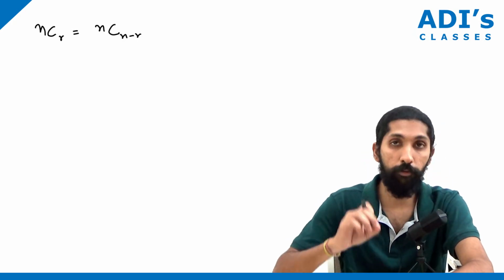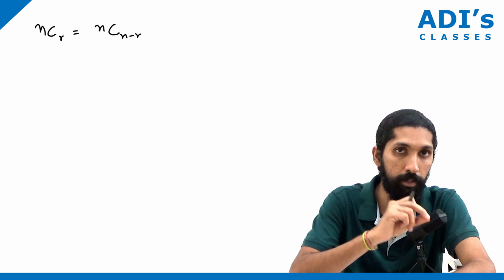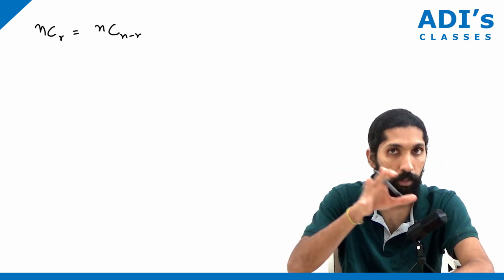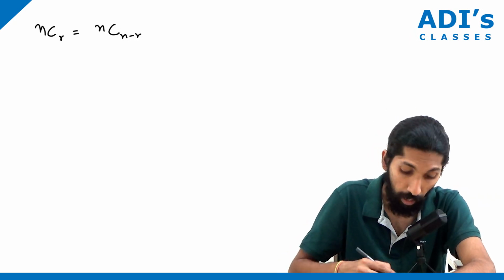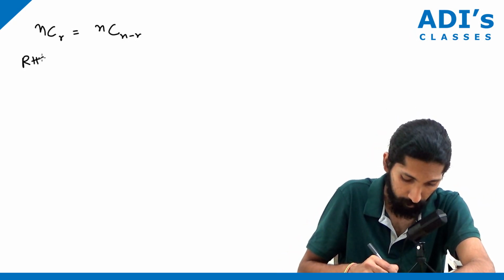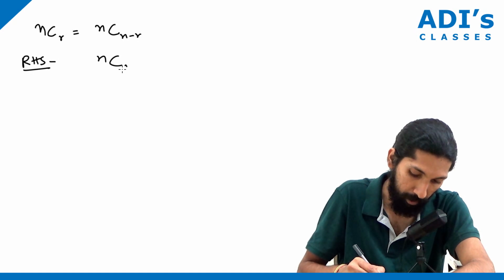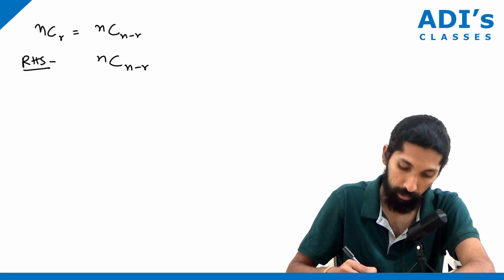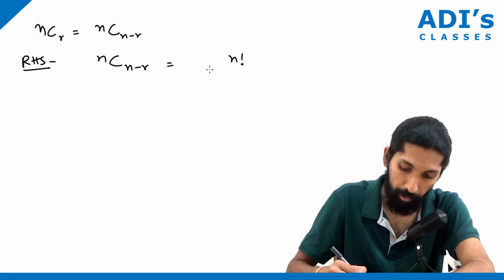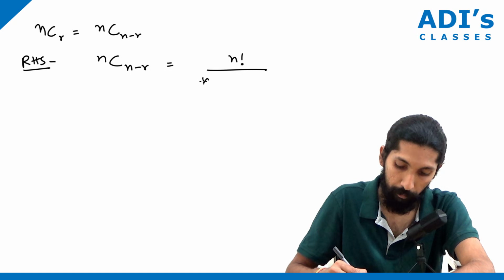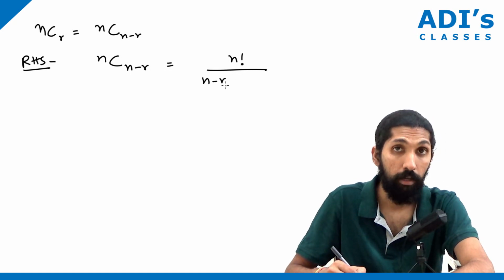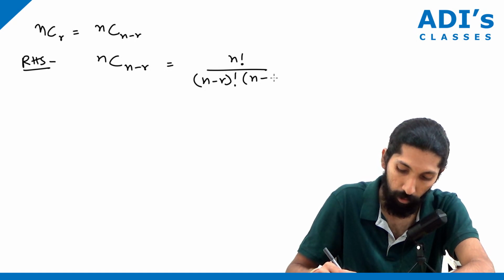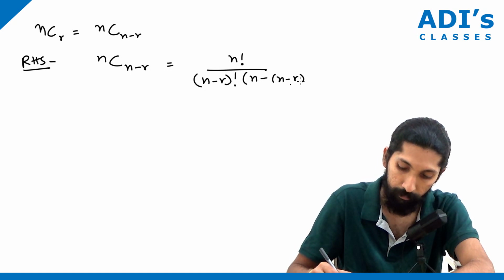We know the formula for nCr: n factorial divided by (n minus r) factorial into r factorial. We'll start from the RHS and come to the LHS. The RHS part, that is nC(n minus r), we'll expand using combinations. That is n factorial divided by (n minus r) factorial into (n minus (n minus r)) factorial.